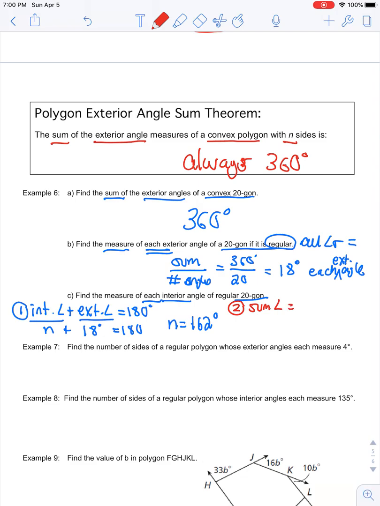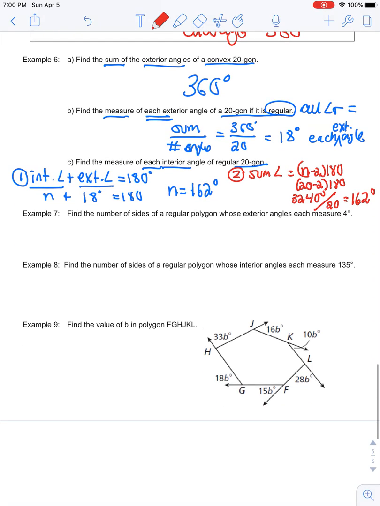The second method would be going back to what we learned about the interior angles. We could first find the sum of all the interior angles by doing n minus 2 times 180. If this is a 20-gon, we'll be doing 20 minus 2 times 180, and that's going to give us a very large 3,240 degrees total. Then divide that by the number of angles, and that gets us right back to that 162 degrees.